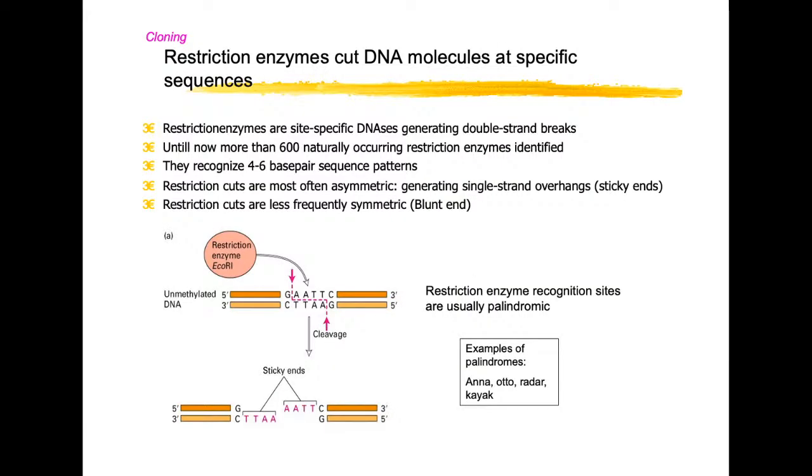Then, as we were discussing restriction enzymes, we will study them more in upcoming lectures also. The restriction enzymes are the ones which cut site-specific DNA, generating double-stranded breaks. Till now, 600 naturally occurring restriction enzymes have been identified, and they recognize 4 to 6 base pair sequence patterns. These restriction cuts are most often asymmetric, generating single-stranded overhangs, that is your sticky ends. And restriction cuts are also frequently symmetric, that is they give blunt ends.